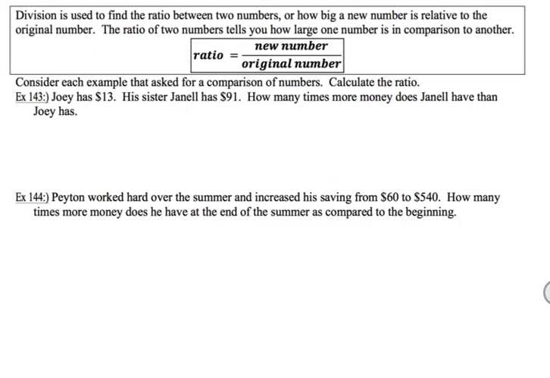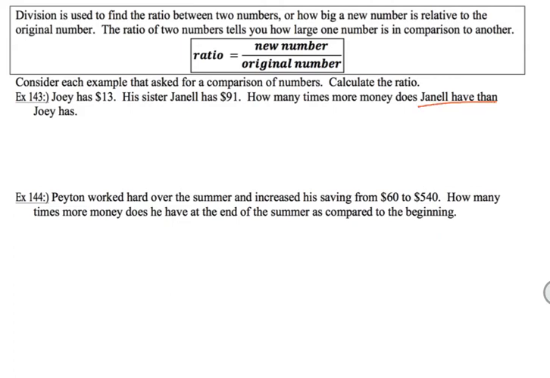Okay, next. Division is used to find the ratio between two numbers, how big a new number is relative to an original number. The ratio of two numbers tells you how large one number is in comparison to another. Ratio equals new number divided by original number. Consider each example that asks for a comparison of numbers. Calculate the ratio. Joey has $13. His sister Janelle has $91. How many times more money does Janelle have than Joey?